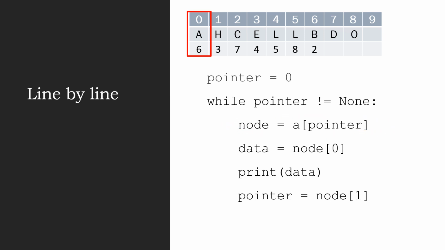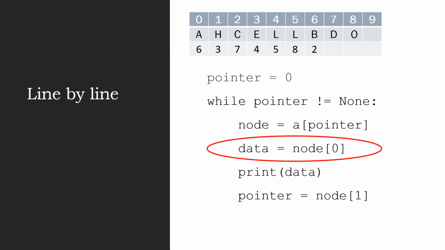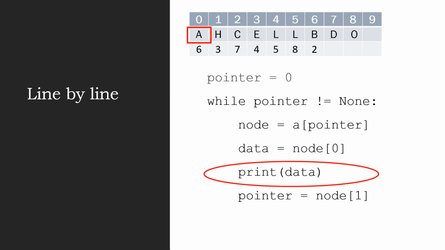Now, next, I'm going to take the data from that node. So node 0 there, it's really important. That does not mean node 0 of the array. It means value 0 of the current node. Value 0, that means the first value. So it means the letter A. And then the next line, print that data. It will print the letter A.